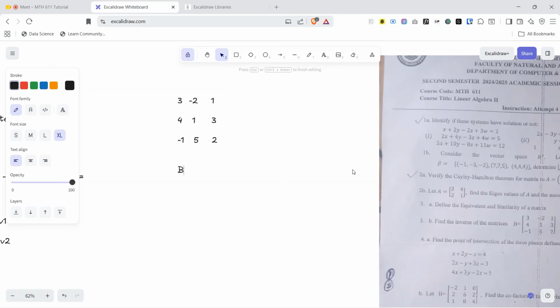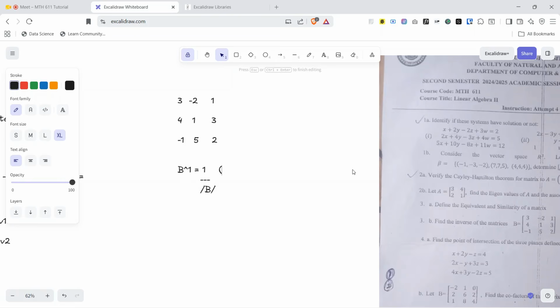To find B inverse is the same thing as 1 over the determinant of B.